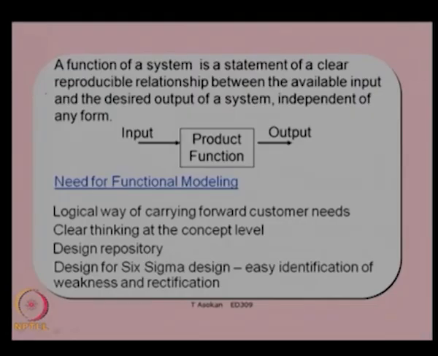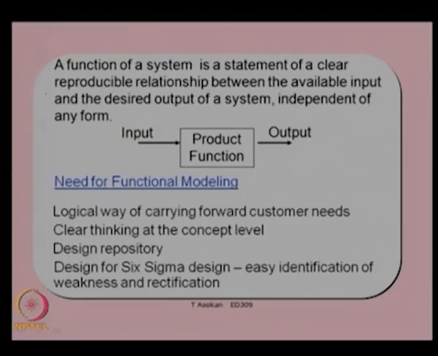So, how do we provide these needs? These needs are basically the output from the system. So, how do we actually carry out this or satisfy the requirements, that is to be decided by the function block. So, functional modeling is basically a logical way of carrying the customer needs forward, and it gives a clear thinking at the concept level.